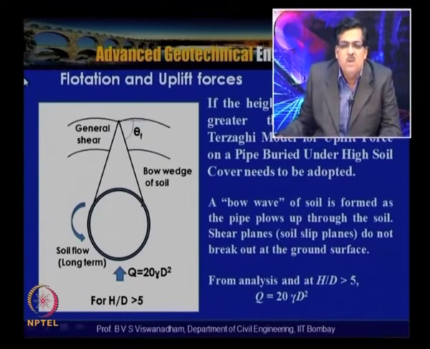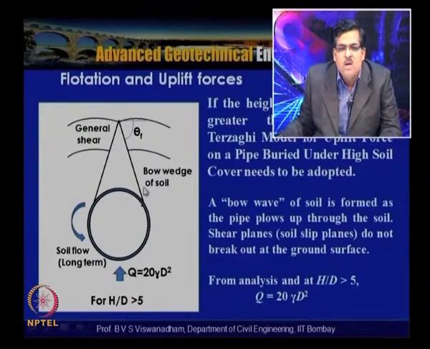In this particular figure shown here, for high h by d ratios, that is h by d greater than 5, the inverted Terzaghi model is valid. In that case, the uplift force is calculated using the expression q is equal to 20 gamma d square, where gamma is the unit weight of soil. Here a bow wave of the soil is formed as the pipe plows through the soil, and the shear planes do not break out at the ground surface.